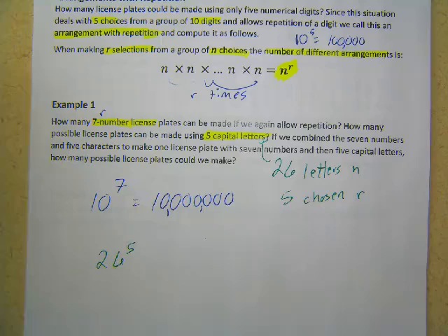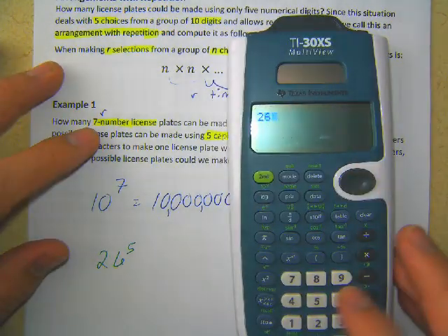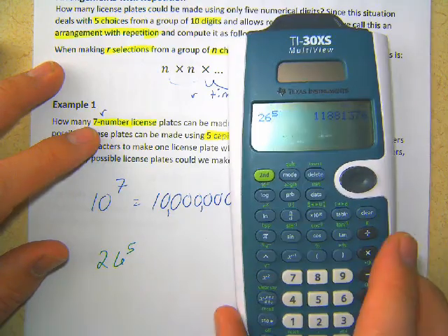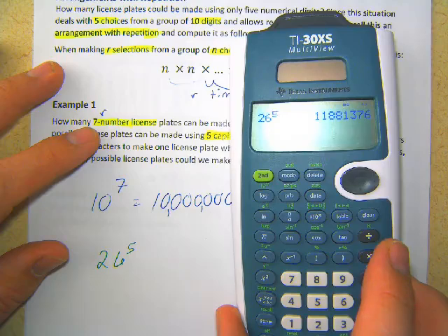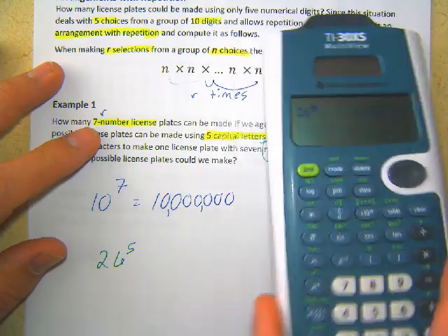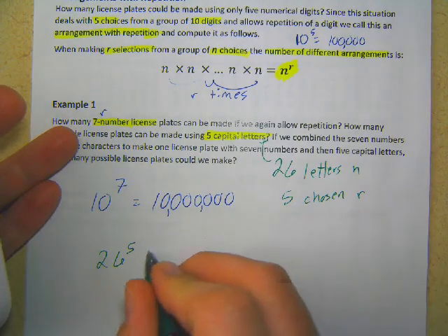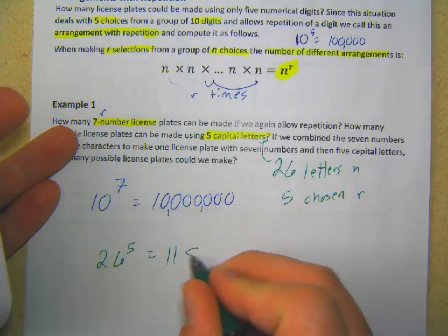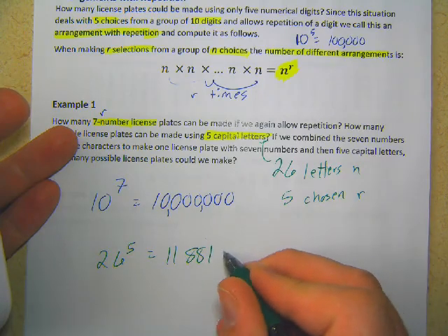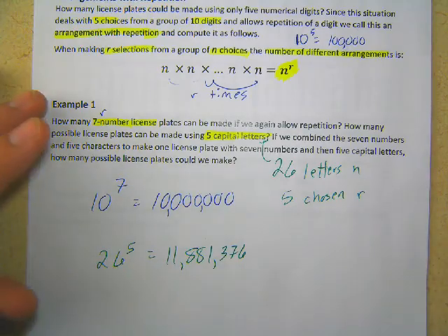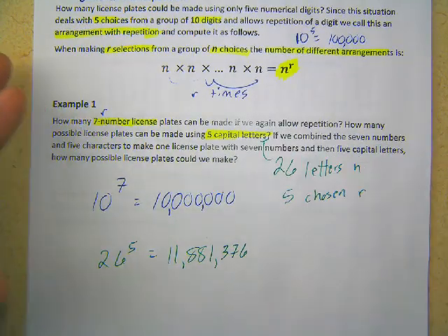Now, I'm not going to do that in my head. That's why it's nice to have a calculator. So I would do 26, type my power, 5, and we get quite a big number, right? So what is that? 11 million, I think? Maybe a little more than that. So yeah, this one we get 11,881,376. So almost 12 million, just from using 5 capital letters.